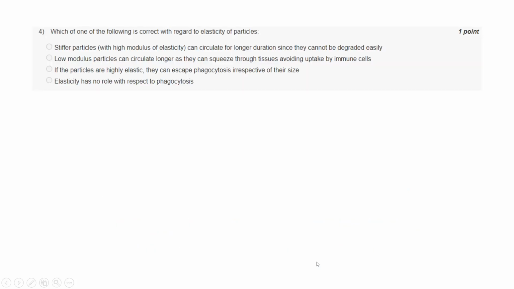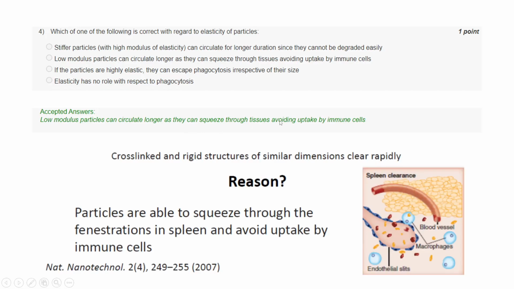So the fourth question was, which one of the following is correct with regard to elasticity of the particles? The answer was low modulus particles can circulate longer because they squeeze through the tissues, avoiding uptake by immune cells. So if you see this structure of how things are getting cleared, blood is getting filtered from the spleen. If your particles are very rigid, they'll immediately be cleared out. On the other hand, if you have elastic particles, they can easily squeeze through this structure from the spleen and they can avoid uptake by immune cells. Is it okay? Yeah, okay.